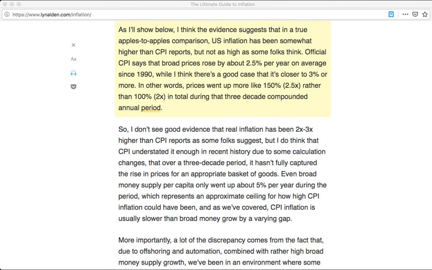So, I don't see good evidence that real inflation has been 2x or 3x higher than CPI reports as some folks suggest, but I do think that CPI understated it enough in recent history due to some calculation changes, that over a 3-decade period, it hasn't fully captured the rise in prices for an appropriate basket of goods. Even broad money supply per capita only went up about 5% per year during the period, which represents an approximate ceiling for how high CPI inflation could have been. And as we've covered, CPI inflation is usually slower than broad money growth by a varying gap.